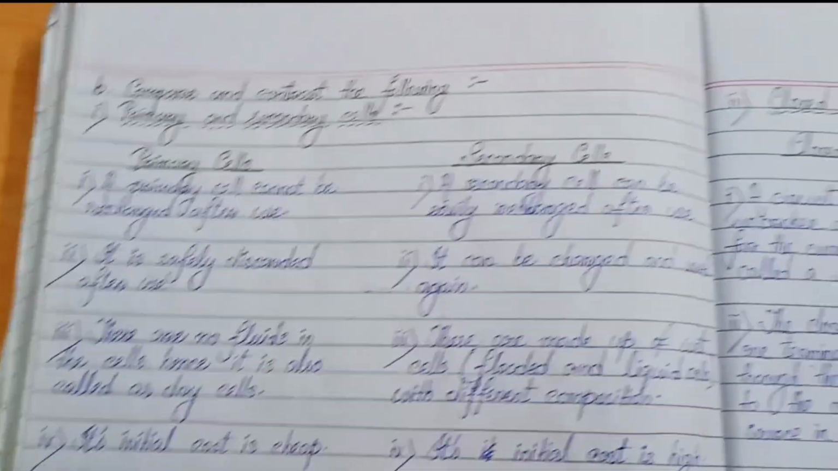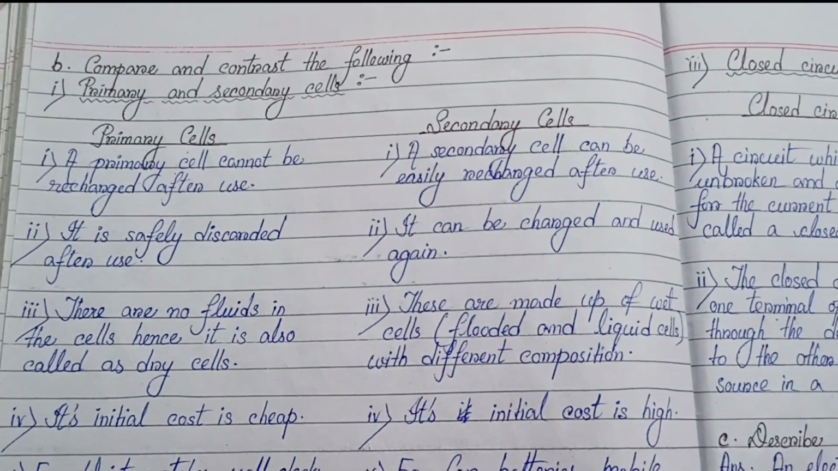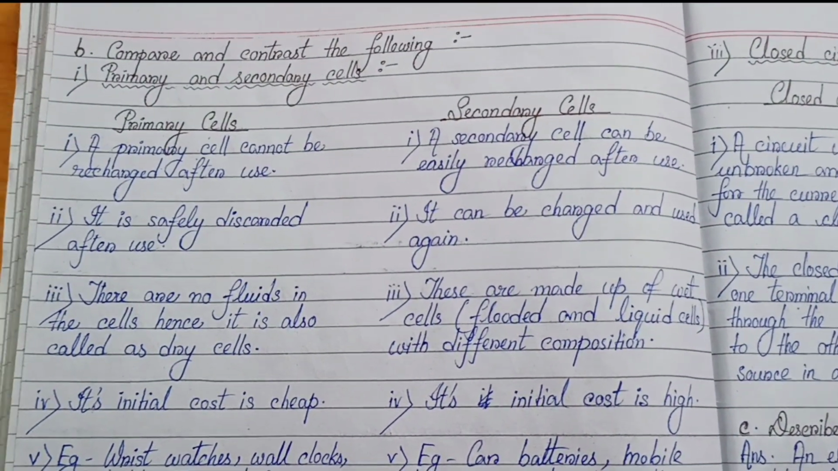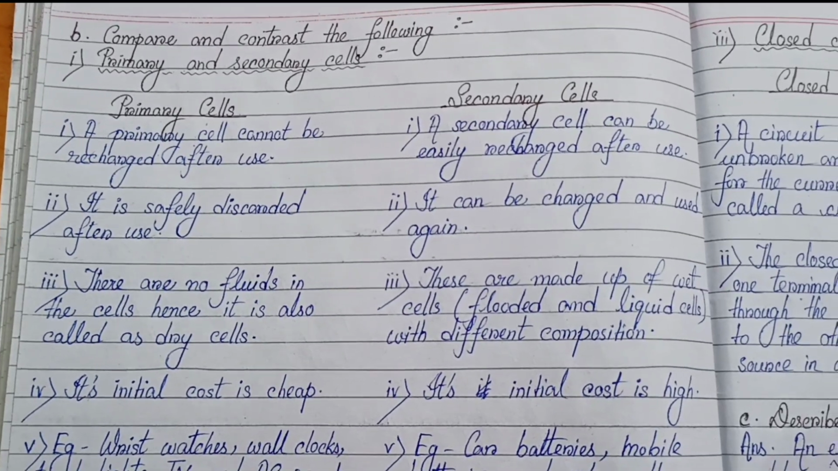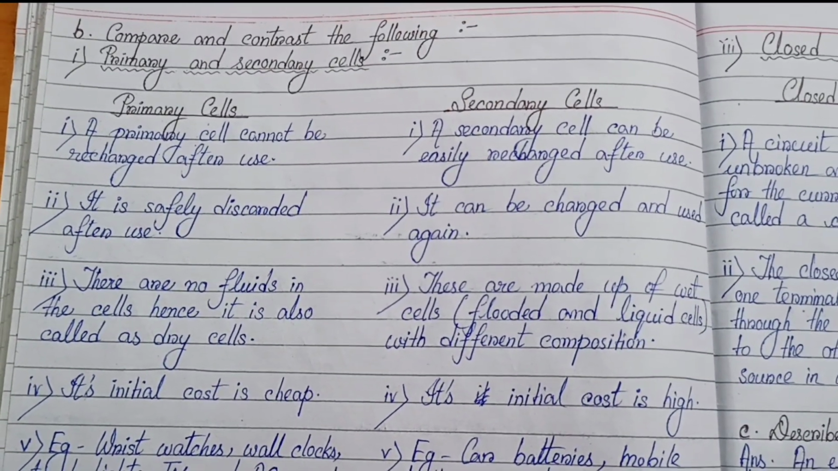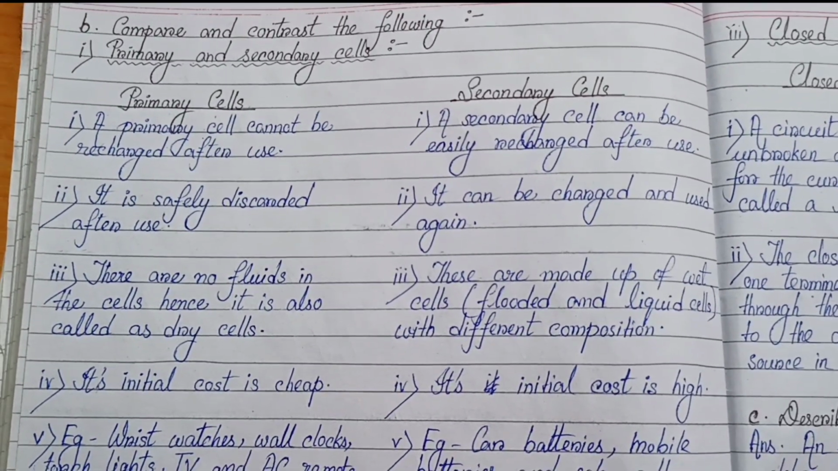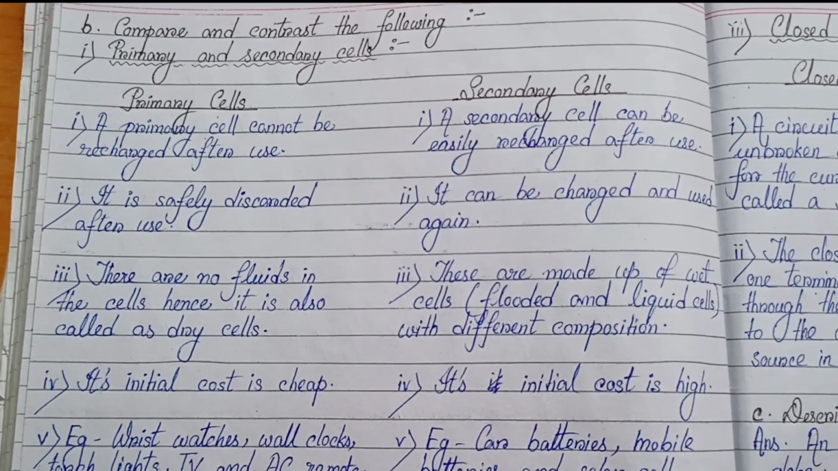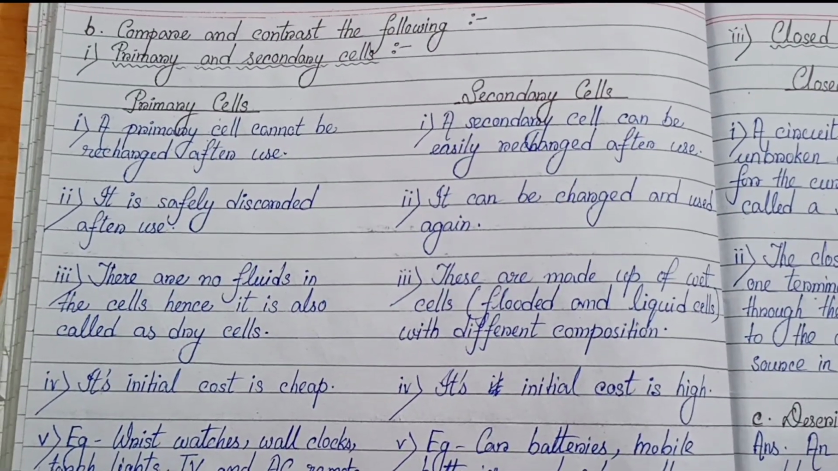Number B. Compare and contrast the following. Number one, primary and secondary cell. Number one, under primary cells, the primary cell cannot be recharged after use. Number one, under secondary cell, a secondary cell can be easily recharged after use. Number two, here it is safely discarded after use. Number two, there it can be charged and used again.